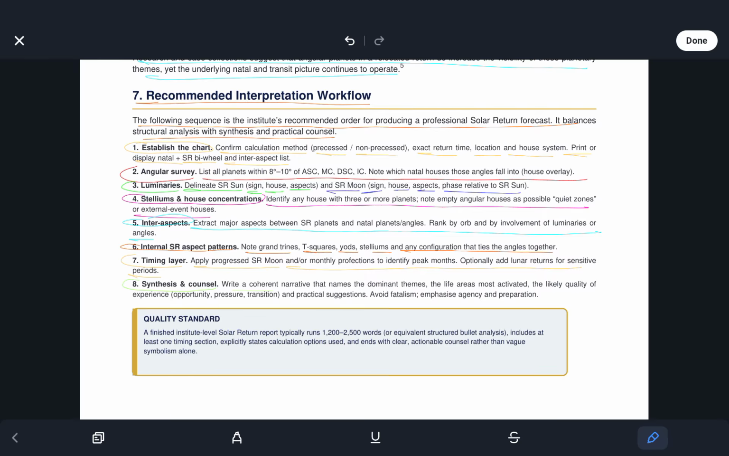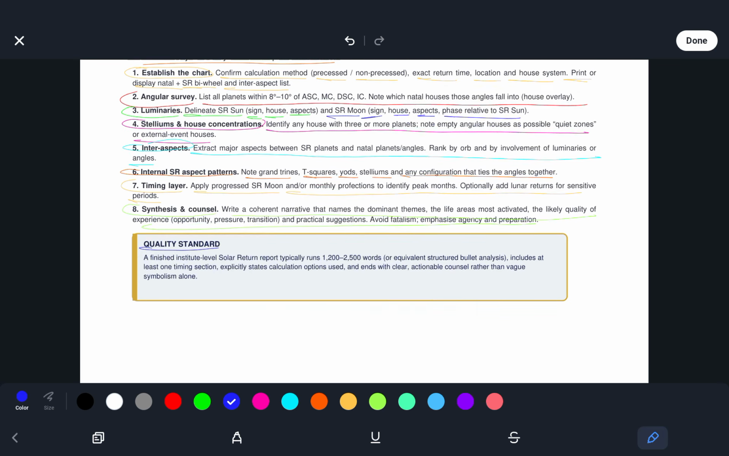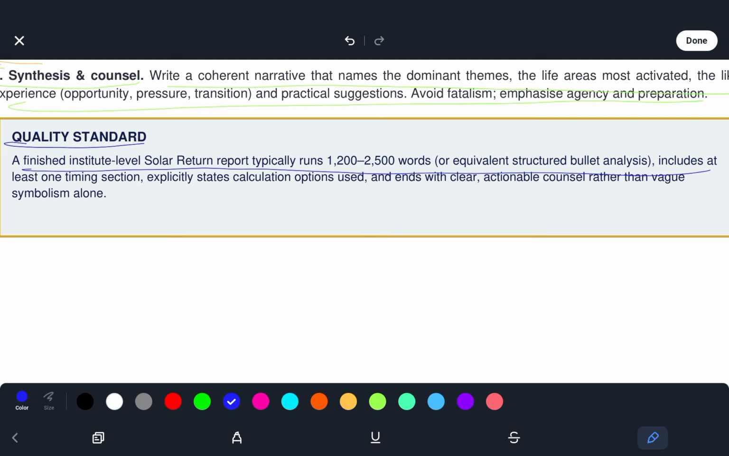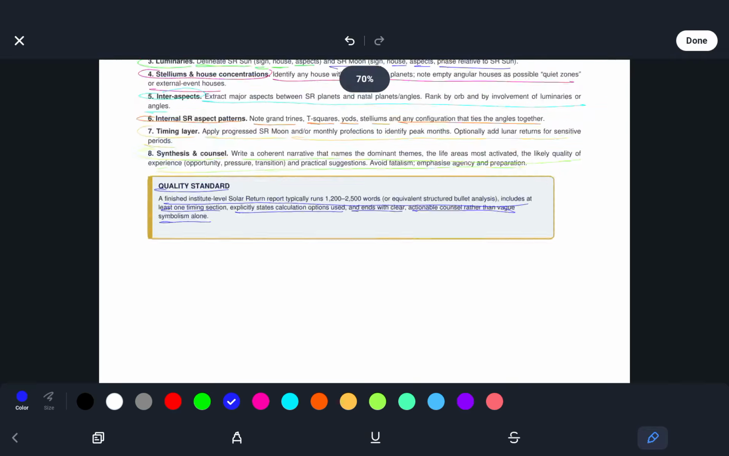Synthesis and counsel: write a coherent narrative that names the dominant themes, the life areas most activated, the likely quality of experience, opportunity, pressure, transition, and practical suggestions. Avoid fatalism, emphasize agency and preparation. So, quality standard. A finished Institute-level SR report typically runs about 1,200 to 2,500 words or equivalent structured bullet analysis, includes at least one timing section, explicitly states the calculation option used, and ends with clear actionable counsel rather than vague symbolism alone.